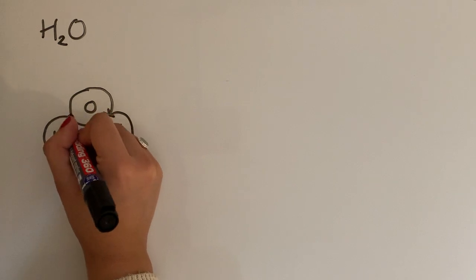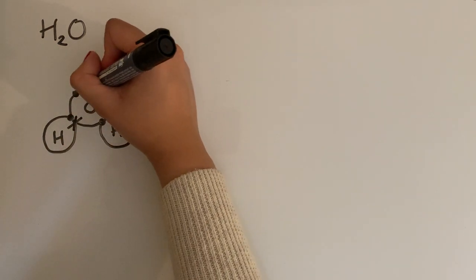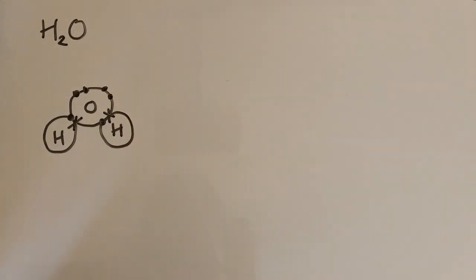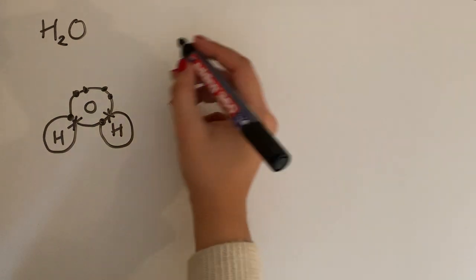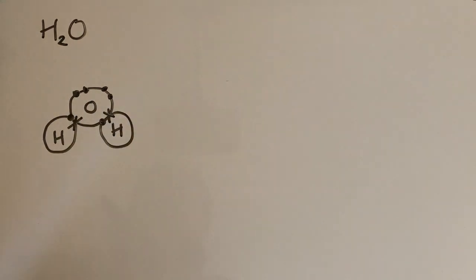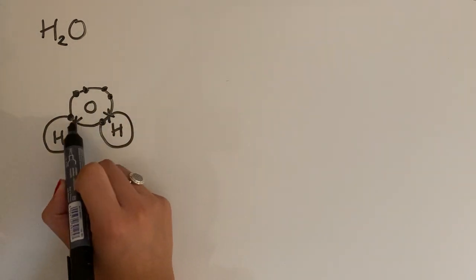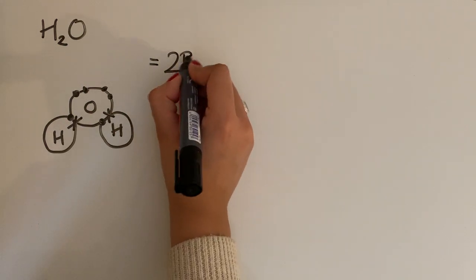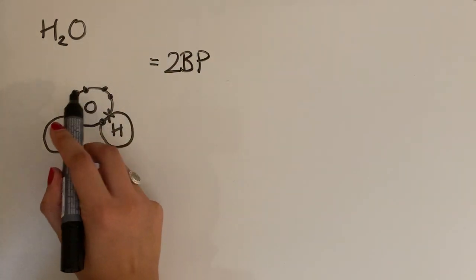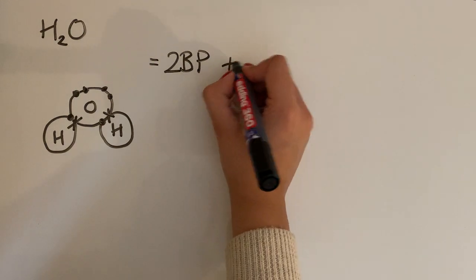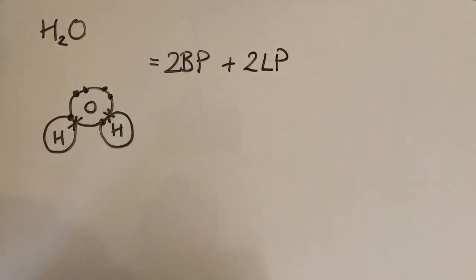So remember, oxygen starts off with 6, it wants to gain 2, like so. It does that by sharing with hydrogens. Now, with this one, as you look at the central atom, in this case it's oxygen, we have 2 bond pairs, but now we have 2 lone pairs as well. So we have 2 bond pairs and 2 lone pairs.